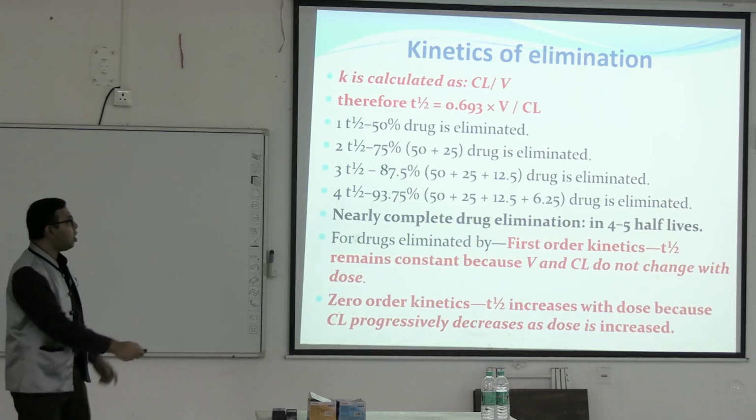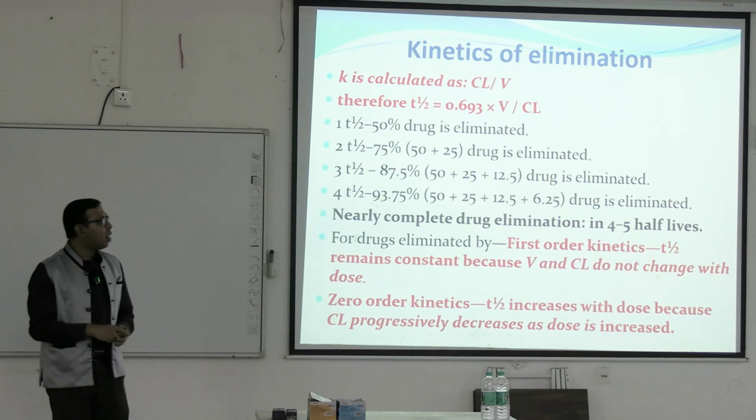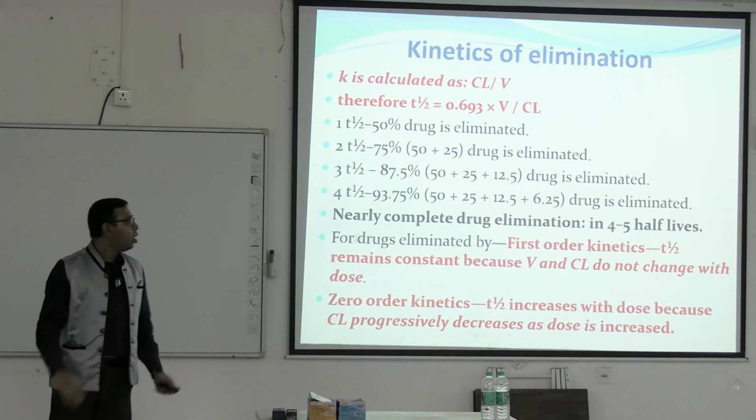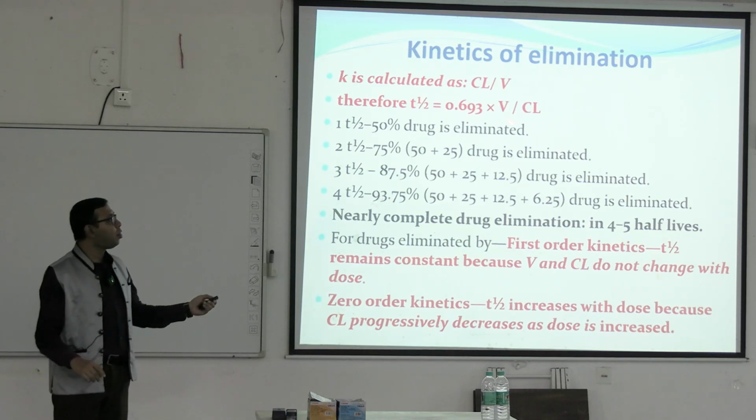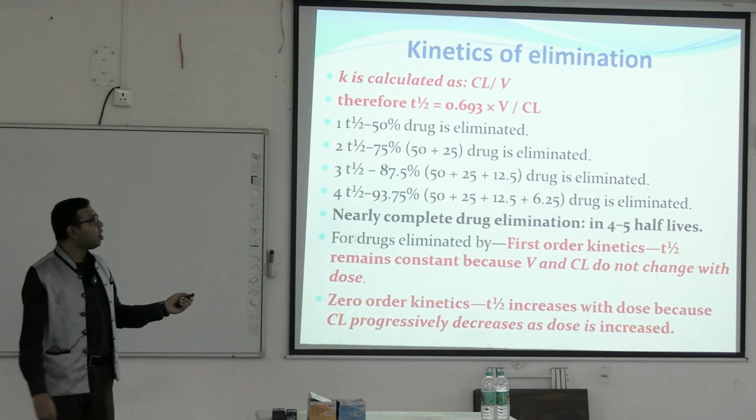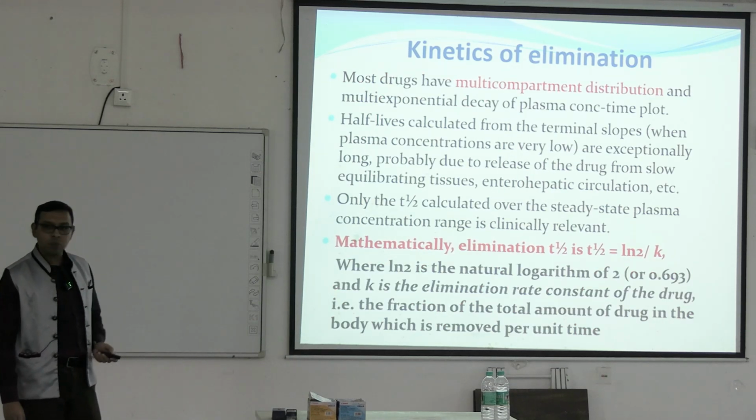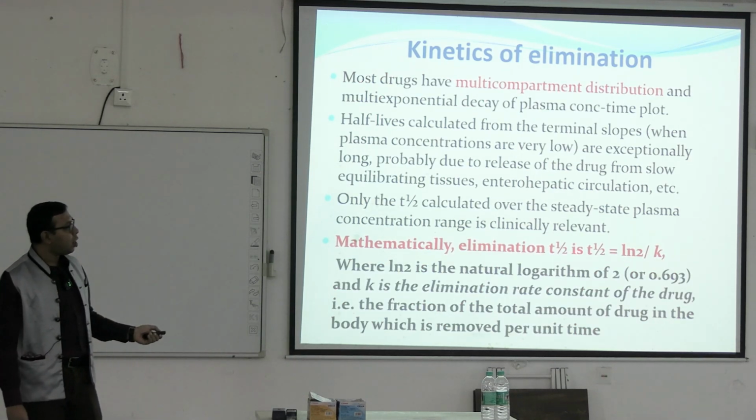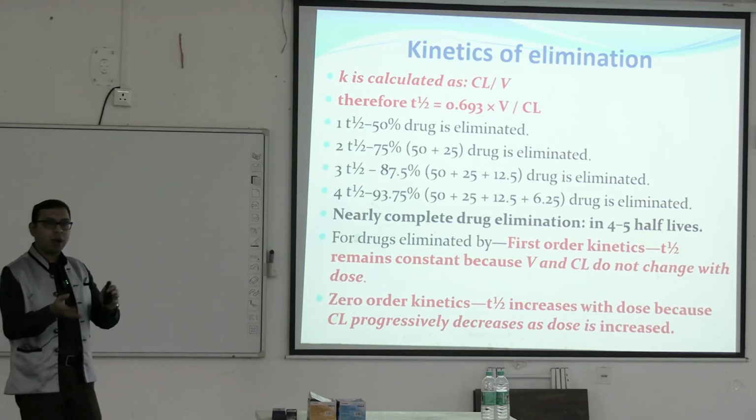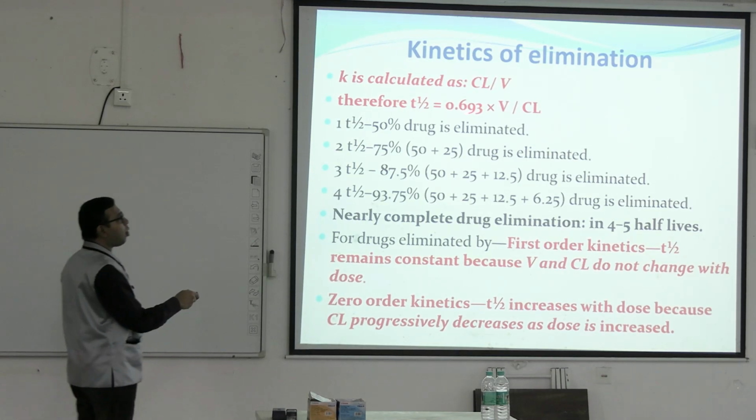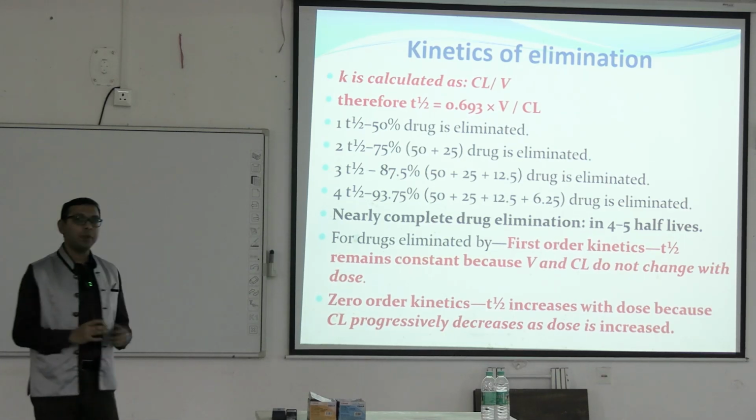So this is clear how this is calculated. Mostly this calculation is done in first order kinetics. So half-life is calculated as 0.693 into volume of distribution by clearance. 0.693 is basically the natural logarithm of 2, and the elimination constant comes from the clearance by volume of distribution. So ultimately, T half is 0.693 into volume of distribution by clearance. This formula and this concept is very important.